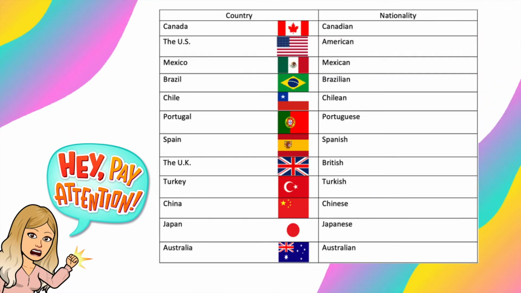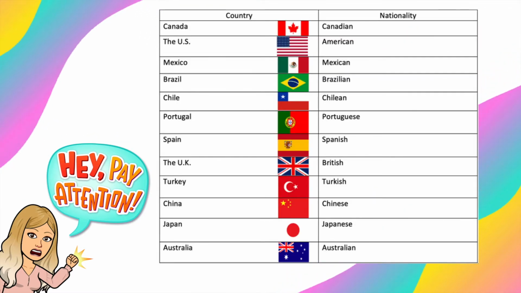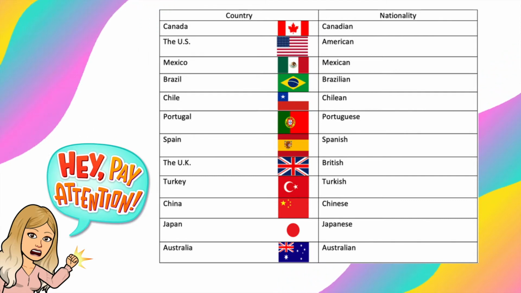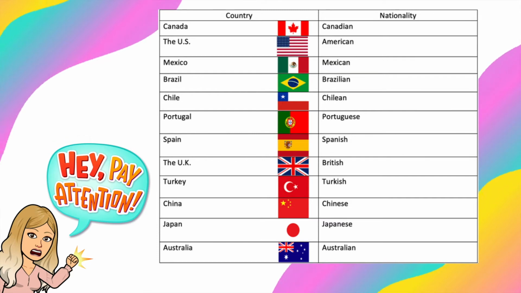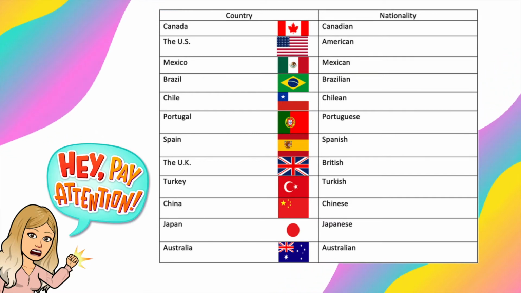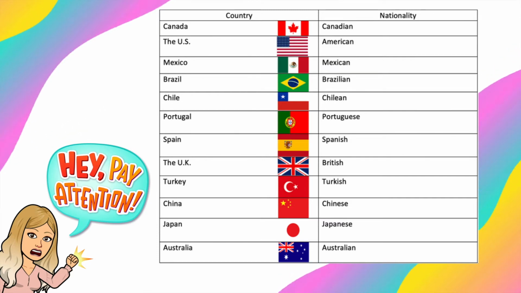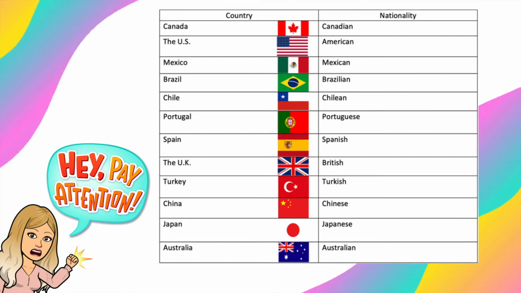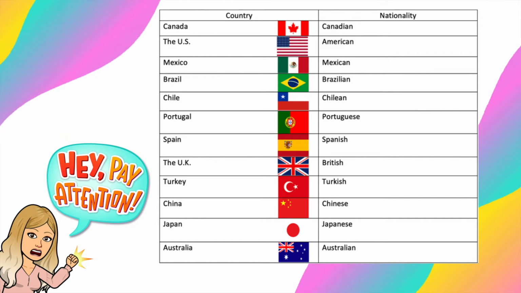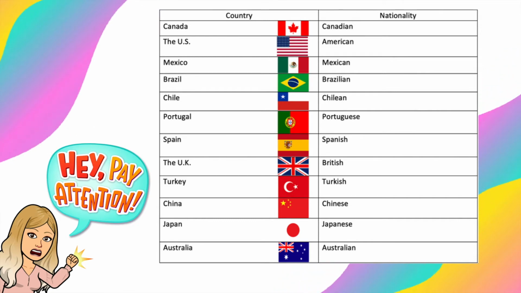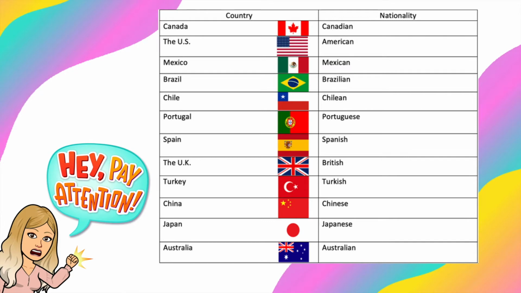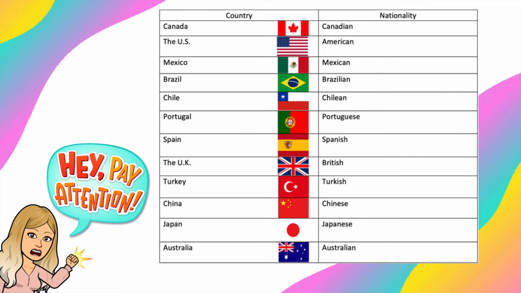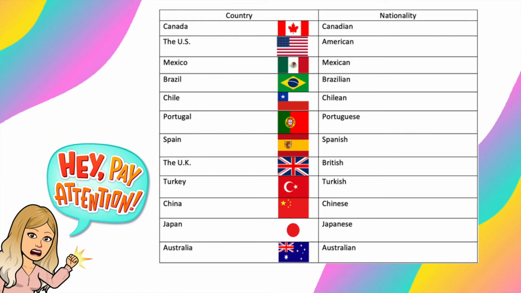As you can see here on the presentation, I have a column that represents the country and the other column that represents the nationality. So, as you can see in the table, we have Canada. Pay attention to the flag. The nationality is Canadian. Then we continue with the US, the United States. The nationality is American. Then is Mexico. You have the flag, Mexican.